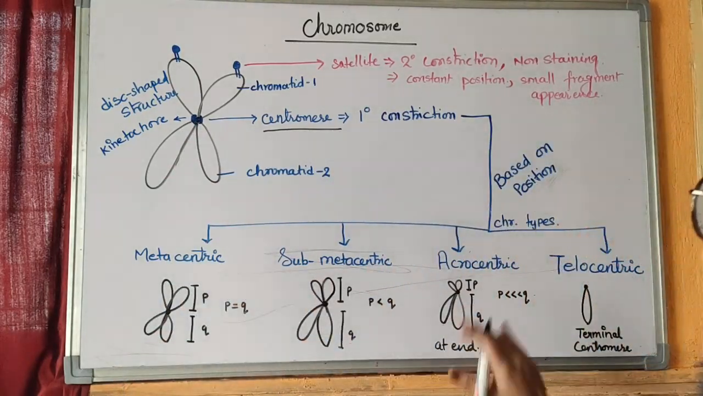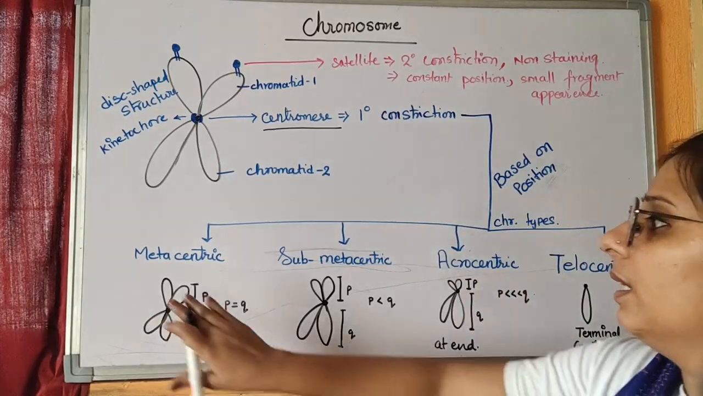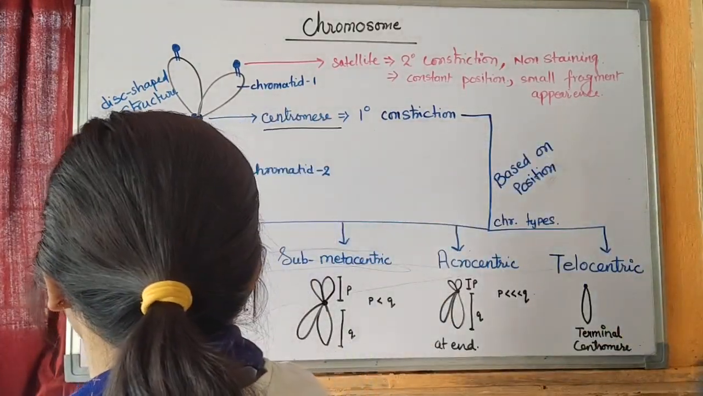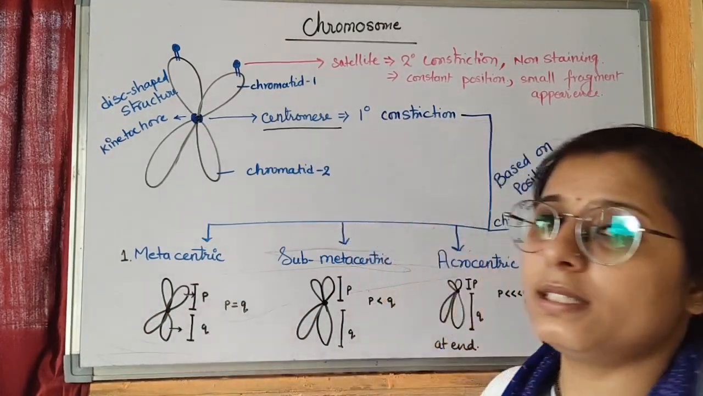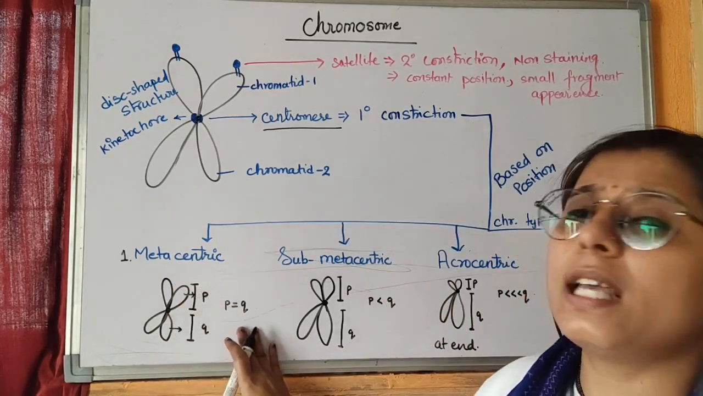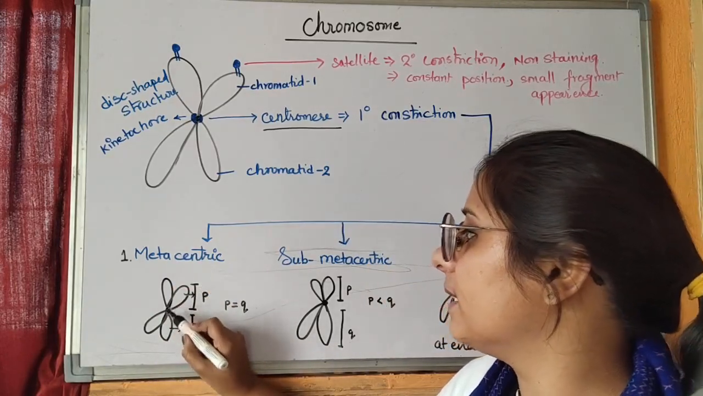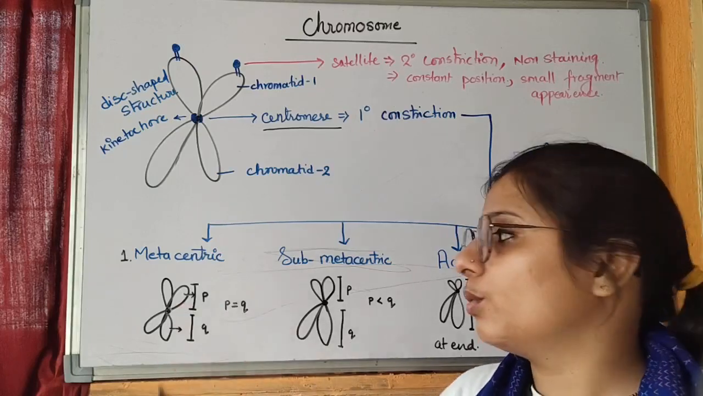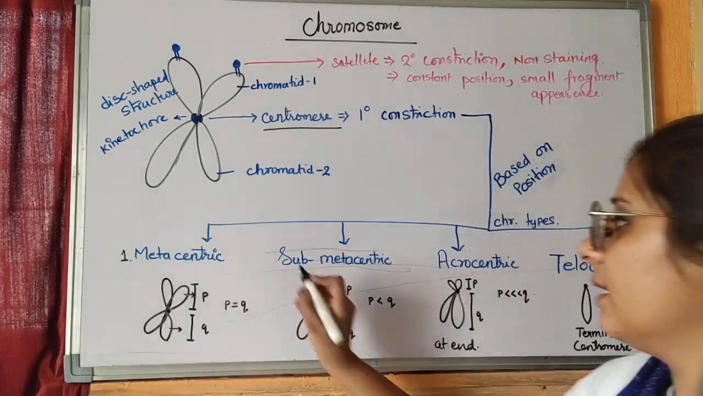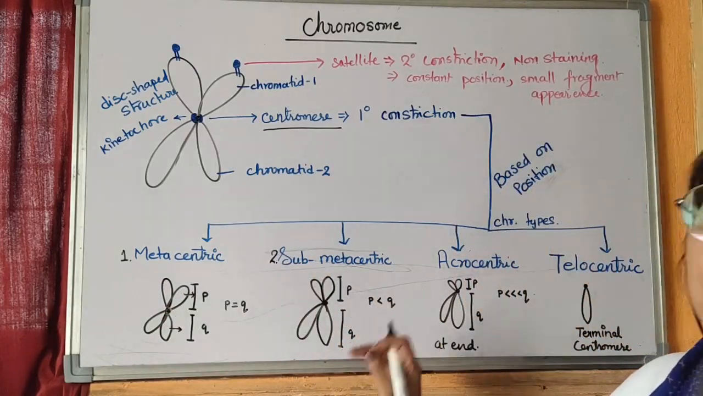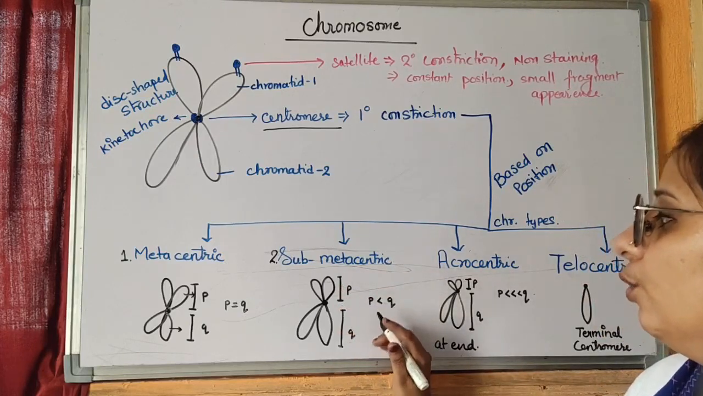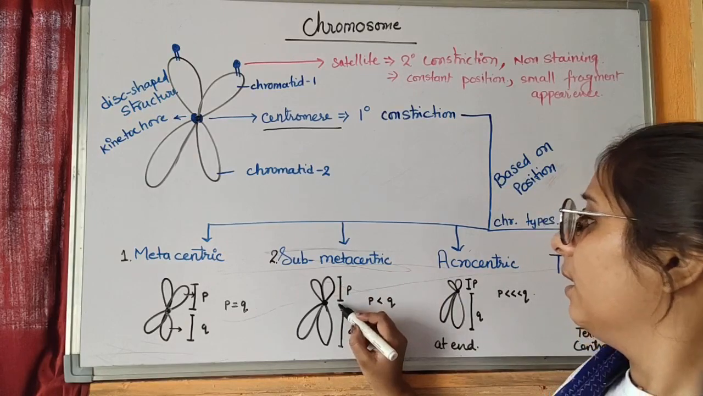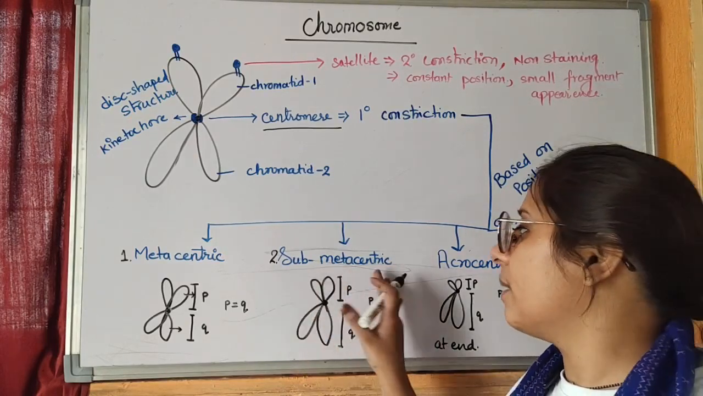On the basis of the position of the centromere, chromosomes can be divided into 4 types: metacentric, submetacentric, acrocentric and telocentric. The first type is metacentric. The 2 arms of the chromatid are known as P and Q regions. If the P and Q regions have equal length and the centromere is present at the center, it is known as metacentric. In a submetacentric chromosome, the centromere is towards the P arm and the 2 arms P and Q differ in length, and this type of chromosome is known as submetacentric.